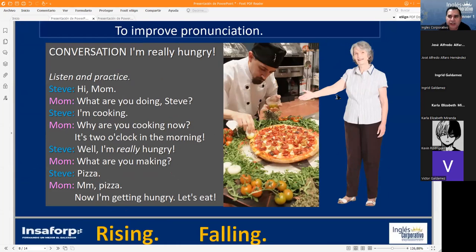Conversation. I'm really hungry. Listen and practice. Hi, mom. What are you doing, Steve? I'm cooking. Why are you cooking now? It's 2 o'clock in the morning. Well, I'm really hungry. What are you making? Pizza. Pizza. Now I'm getting hungry. Let's eat.